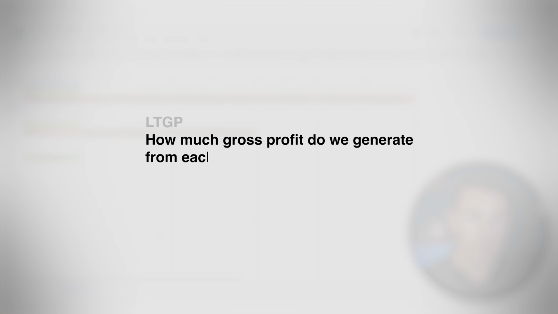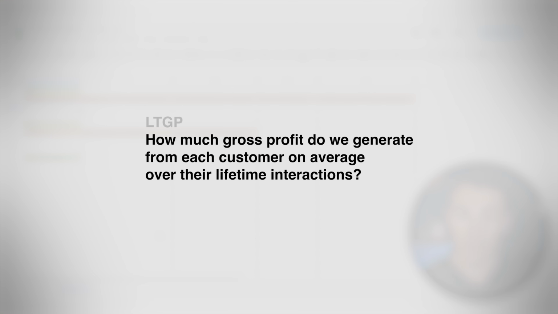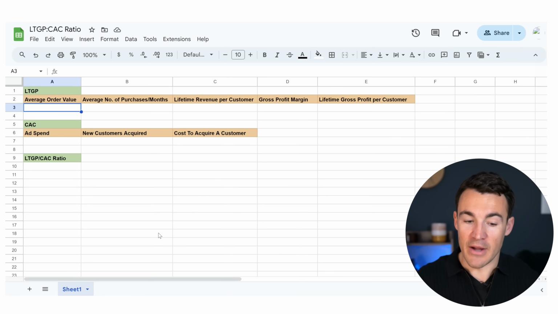LTGP first, which refers to lifetime gross profit. So what we're looking to calculate here is how much gross profit do we generate from each customer on average over their lifetime interactions with our business. And there are a number of different metrics that we need to input in order to reach this number.